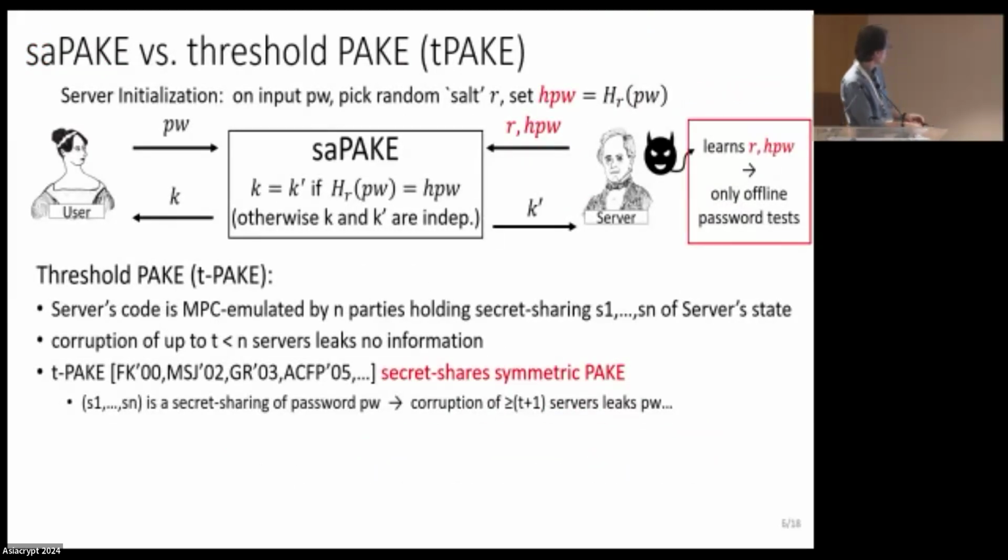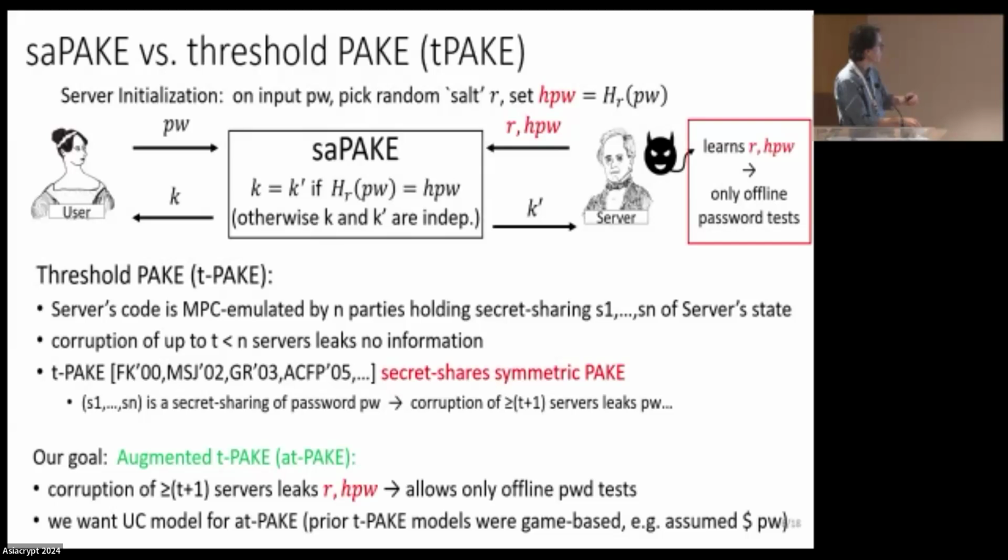So there was prior work on threshold PAKE, but they essentially secret shared the symmetric PAKE. So rather than secret sharing this value, they really just secret share the password itself. So now we have incomparable properties, because with the single server PAKE, after corruption of this server, you get a one-way function of the password, right? Whereas with distribution, if you corrupt T+1 servers, you get the password in the clear.